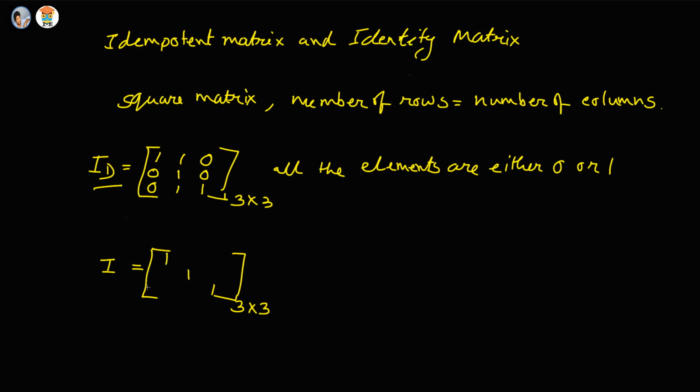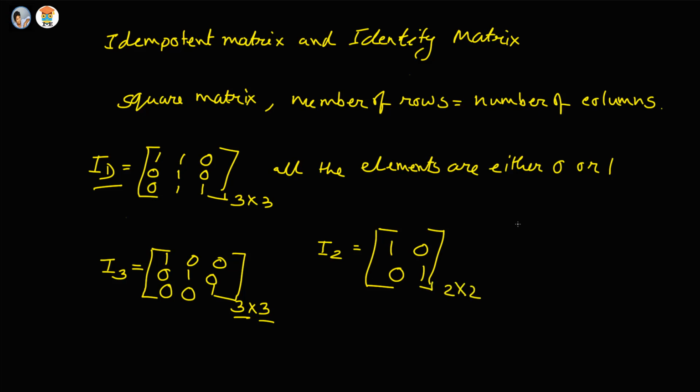the elements in the principal diagonal will be 1 and all the remaining elements will be 0. So this is I3 because there are 3 rows and 3 columns. If we want to write I2, we will have 2 rows, 1 and 1 in principal diagonal, 0 and 0 in other places. This is a 2 by 2 identity matrix.